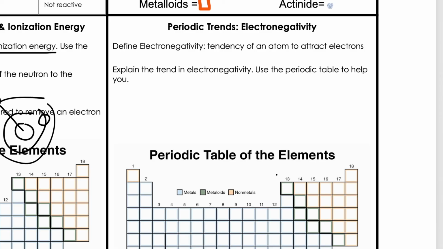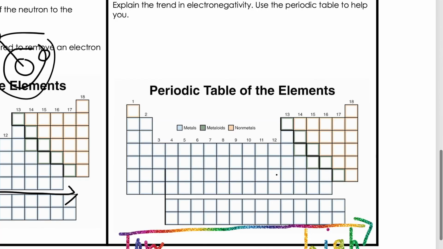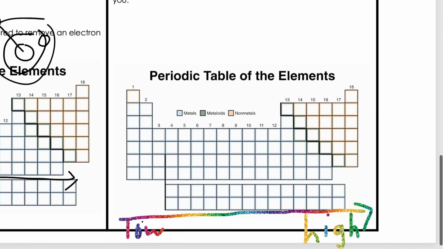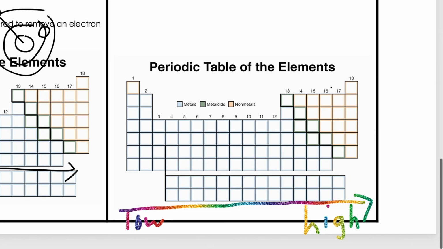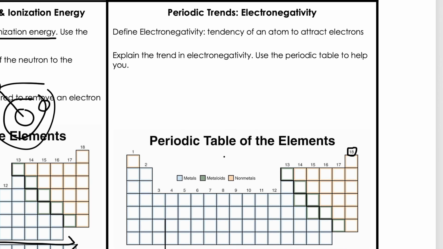Electronegativity is the tendency of an atom to attract electrons. How much they want to take electrons from another atom. The electronegativity increases as you go from left to right. Here, the atoms are so much closer to the perfect octet. They would want to attract electrons to get to that perfect 8. So that's why the electronegativity increases as you go this way.